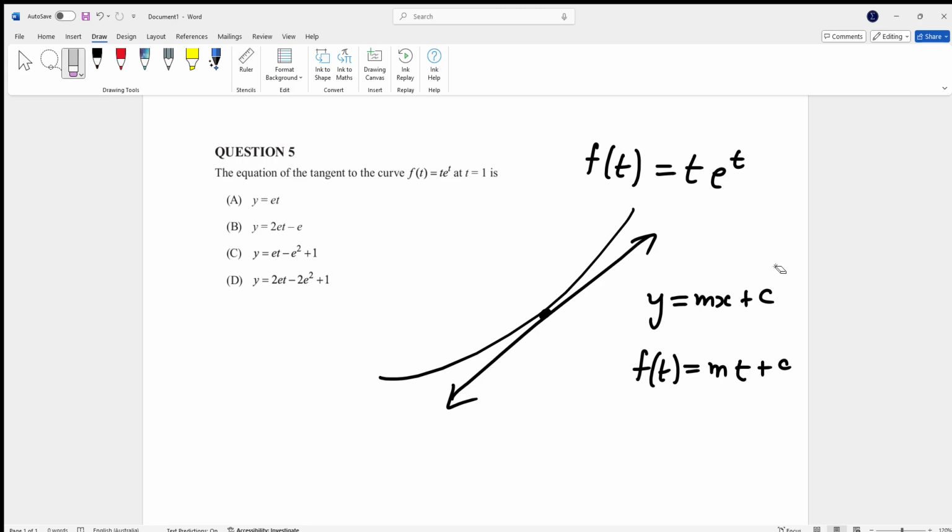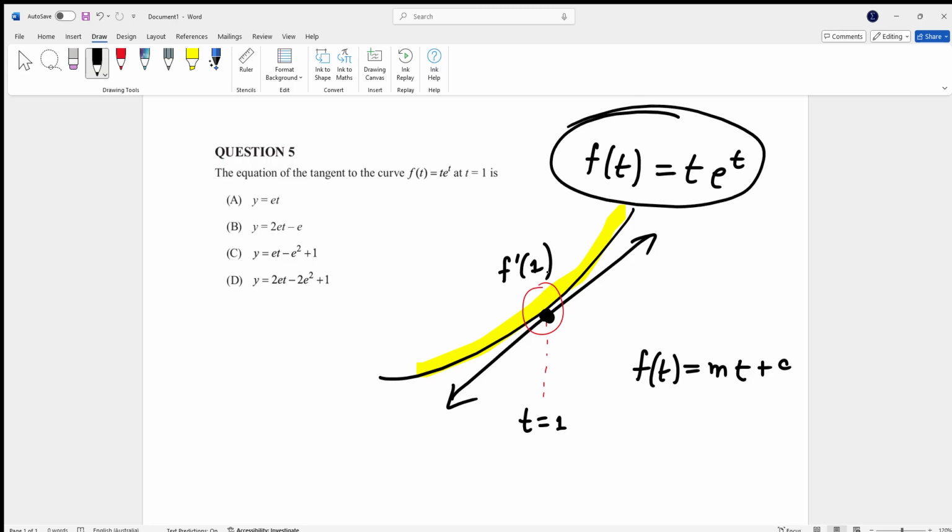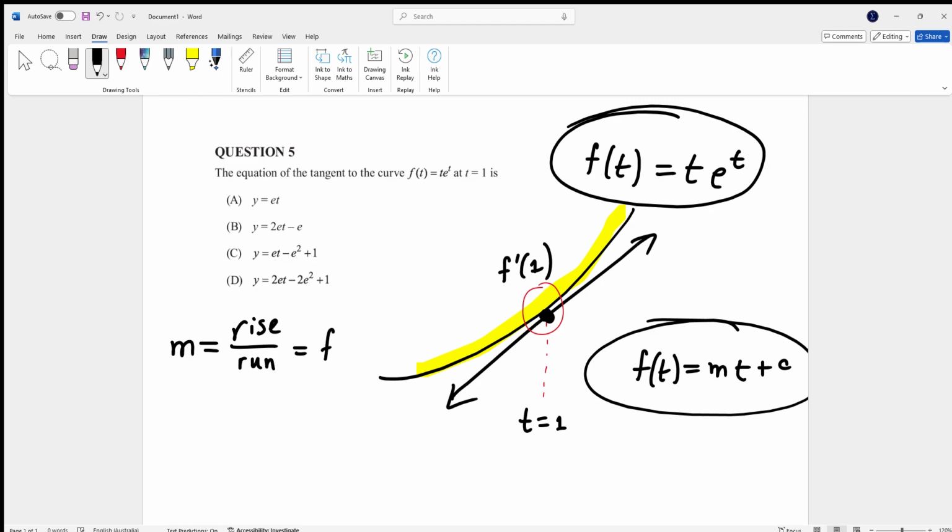Okay. Now, this is what we need to know about tangent lines. The gradient of the tangent line here will be the derivative of this curve at that particular value of t. So here, when t equals 1, this point here will be f dash of 1, the derivative of this guy at t equals 1. That is the gradient of this guy here. So the m value, your gradient, your rise over run for your straight line is f dash of 1.